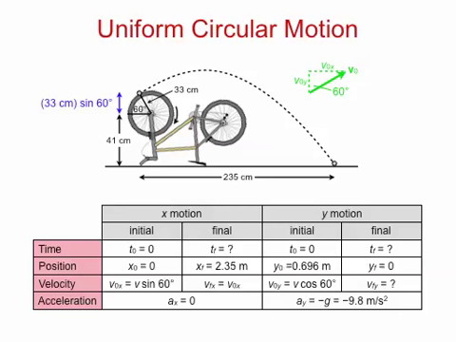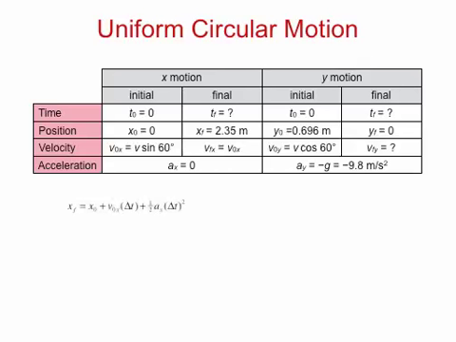The unknowns in this problem are the initial speed v, which is what we're looking for after all, the final time t sub f, and the y component of the final velocity v sub fy. Okay, we're now ready to calculate. Let's start with the first constant acceleration equation for the x motion. Plugging in numbers gives 2.35 equals v sine 60 degrees times t final.